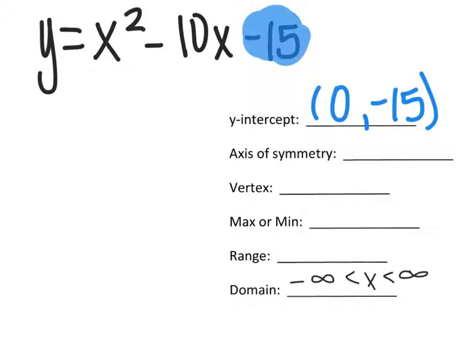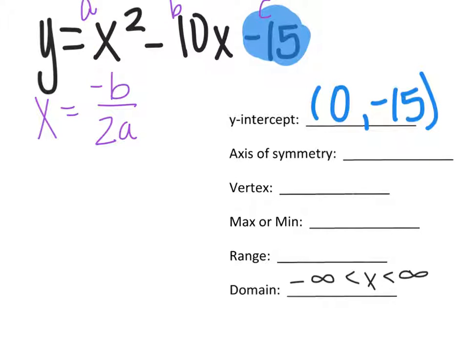The rest of these, the axis of symmetry, vertex, max or min, and range, we have to find by using the vertex formula or the axis of symmetry formula, which is x equals negative b over 2a. So I need to identify what a and b are. Remember, a is the number in front of x squared, b is the number in front of x, and c is always the number by itself, which we already know is our y-intercept. It is negative 15.